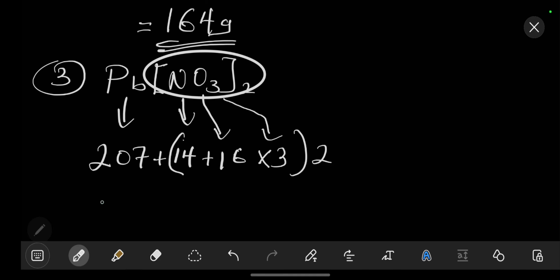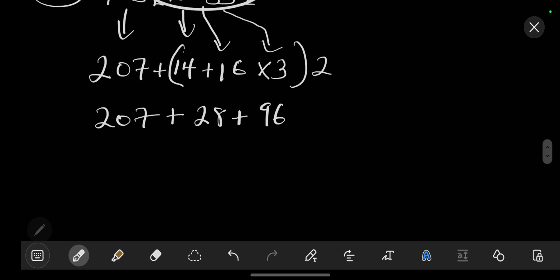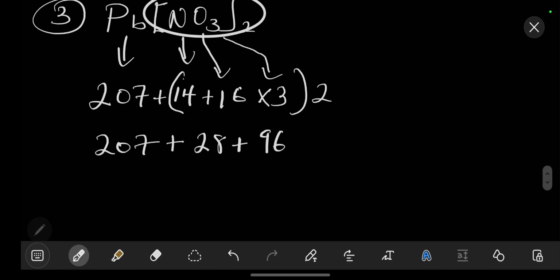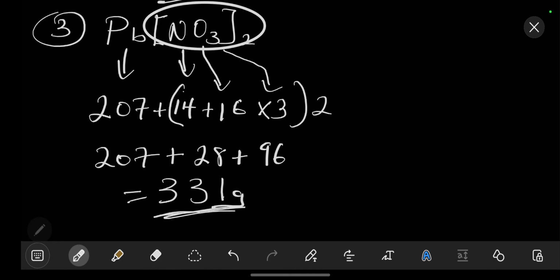So I have 207 still plus 2 times 14, that gives me 28. Of course, 16 times 3, that gives us 48. 48 times 2, that gives us 96. So if you put this up with a calculator, you should get 331 grams. That is the relative molecular mass of this.